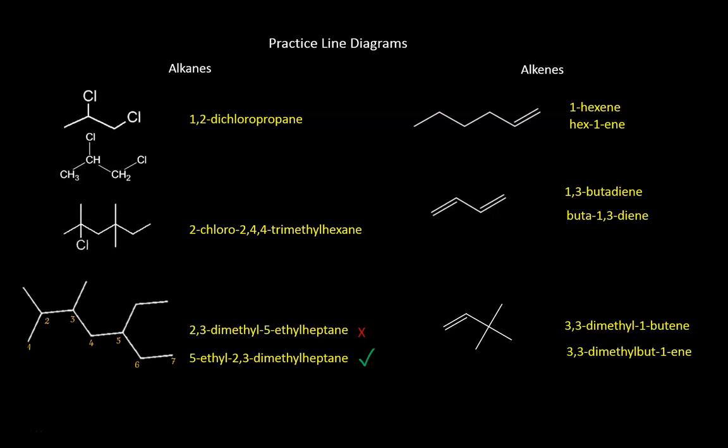Finally, some practice with alkynes. So this looks really strange. It'll help if I show the condensed formula here. This shows exactly where those carbons are at the end of those lines. So this is acetylene or ethine. Let's look at this one. Again, where are those carbons?